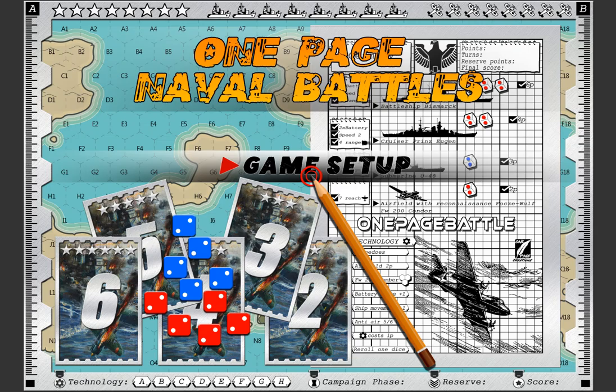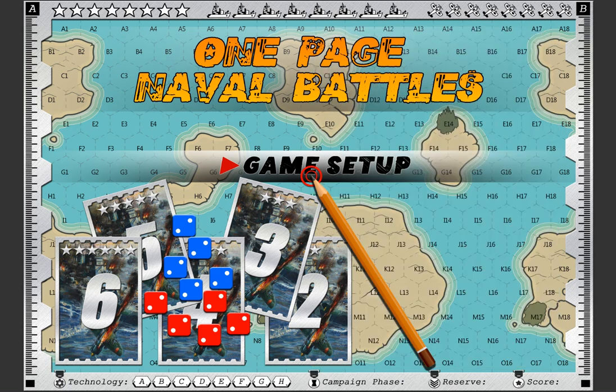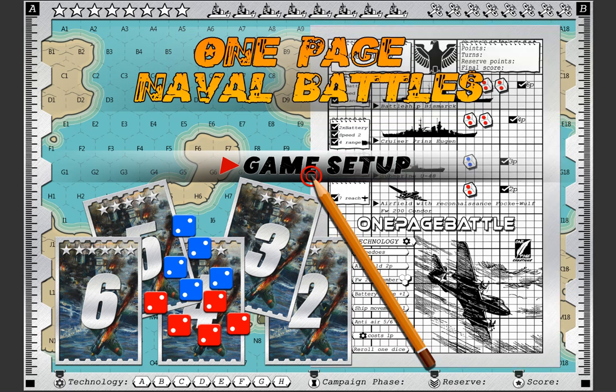Nation selection. You have to choose which nation you will be representing during this game. In our example, I am showcasing Germany, and this help sheet, you don't need to print out this help sheet, but it's useful to check it before your initial deployment.